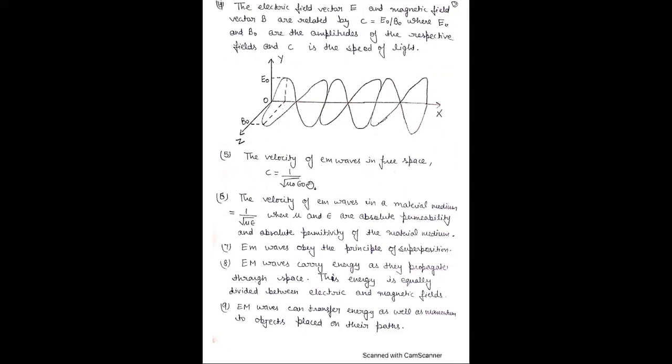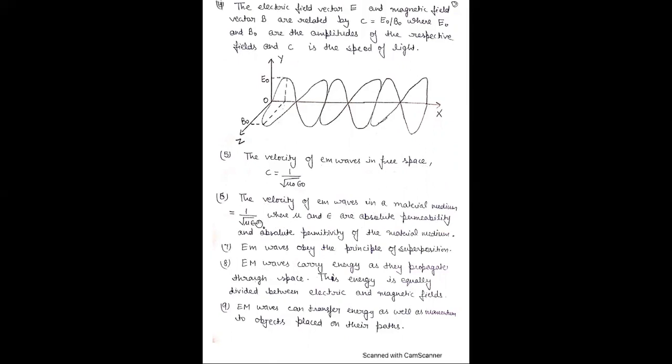The velocity of electromagnetic waves in free space is equal to C, the speed of light, which equals 1 by the square root of mu naught epsilon naught. Here mu naught is the permeability of free space and epsilon naught is the permittivity of free space. And the velocity of EM waves in a material medium is equal to 1 by the square root of mu epsilon.